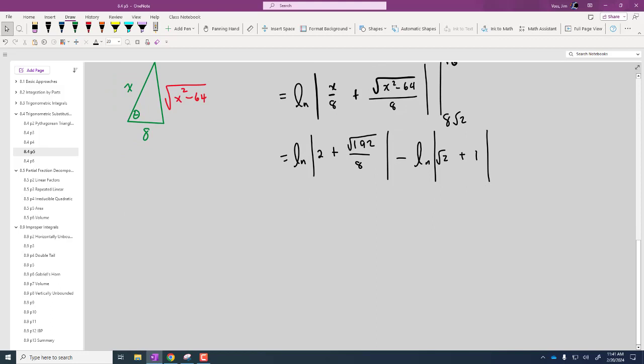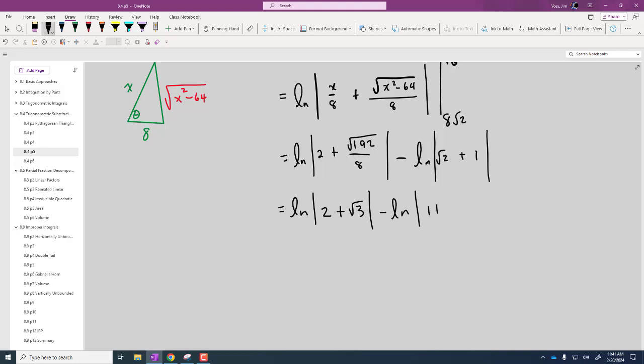So then 192, what does that factor into? Pull out an 8 from it somehow. Because it should be 64 times 3. It does, it turns into 8 root 3. Okay, so 8 root 3, so it's going to end up being natural log of 2 plus root 3 minus natural log of root 2 plus 1.